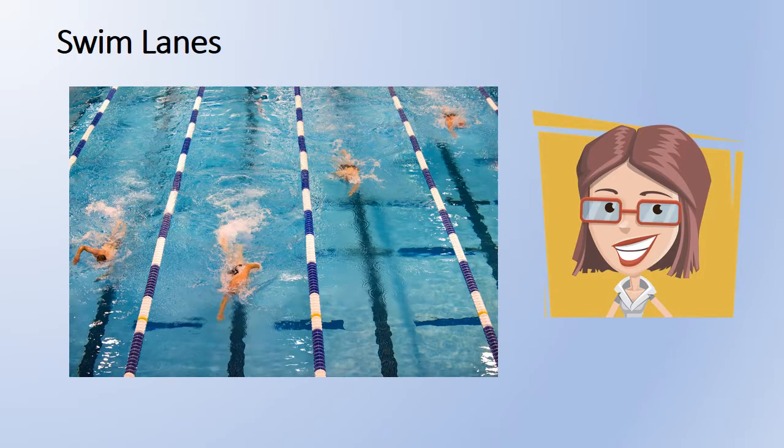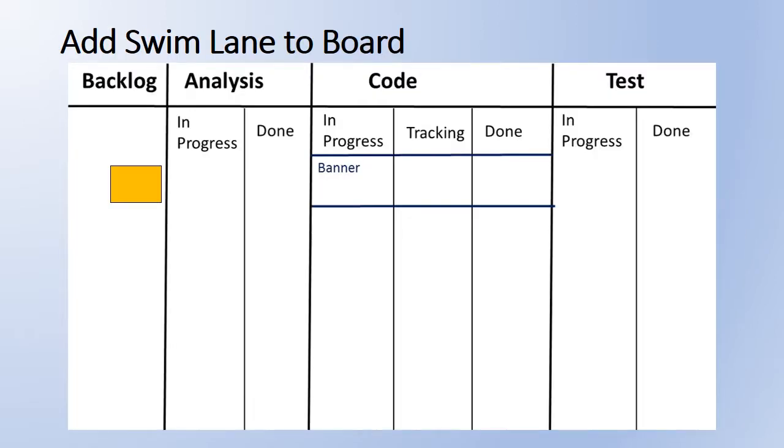Swim lanes can be added to the board when the team has somebody with a specialty, such as a familiarity with the Banner system or an expert in cybersecurity. Adding a swim lane tells us at a glance how busy our expert is. Cards containing work where the specialist knowledge is necessary will go through their swim lane.